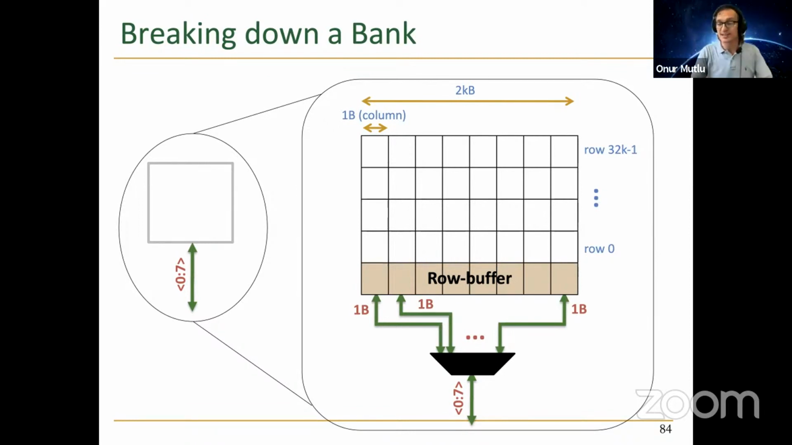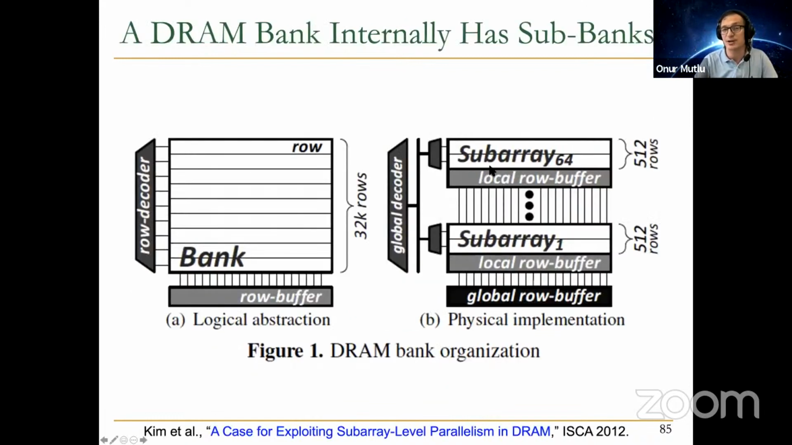In order to make it faster, people actually break it down into smaller subarrays. So internally, a DRAM bank actually has sub-banks. And this is the array inside array kind of structure that I mentioned. But these are not visible to the memory controller currently. In the future, I hope they will be. But essentially, think of this as reducing the latency of the memory array while building bigger arrays. Okay, and if you're interested, you can read these works.